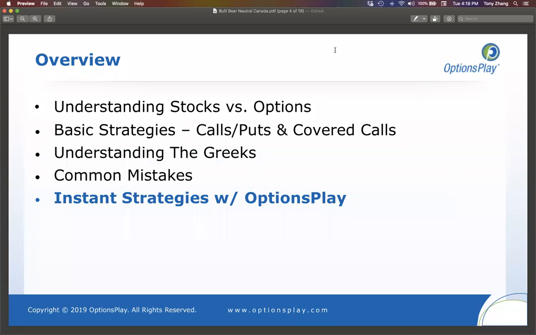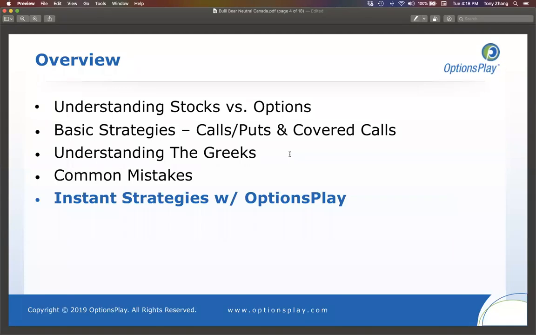contracts. And then lastly, we'll discuss some of the common mistakes that users typically make with options trading, especially when they're first getting started, so that hopefully helps prevent you from making those same mistakes. And then lastly, we'll jump into Options Play to show you some of these strategies.